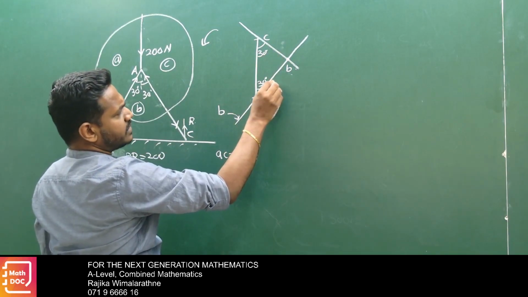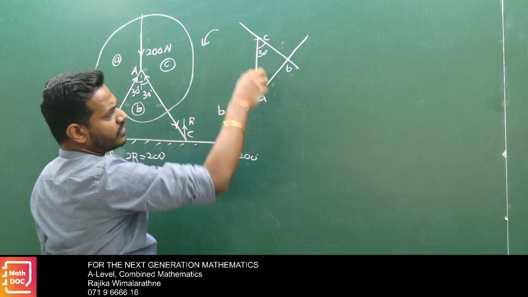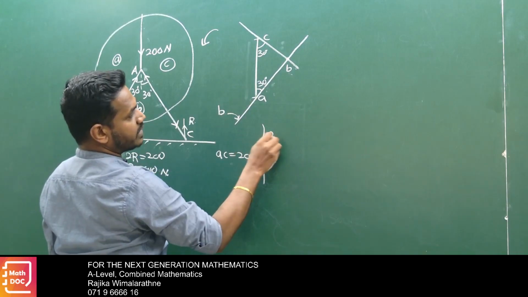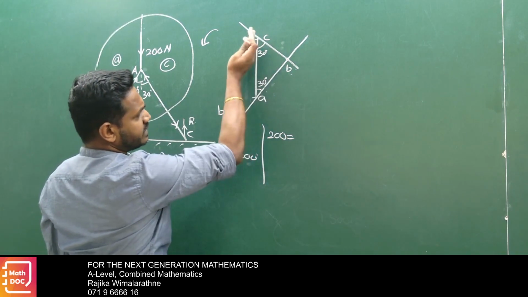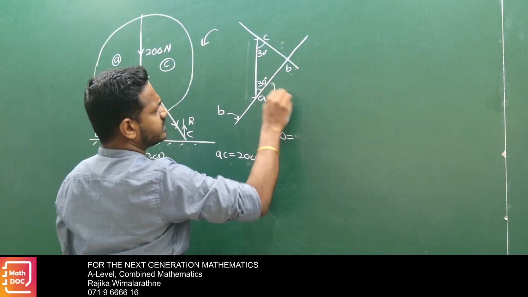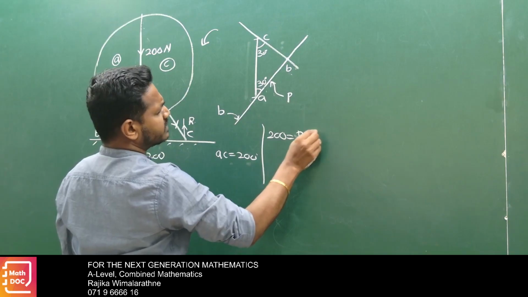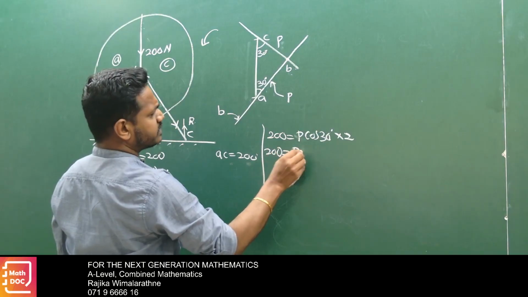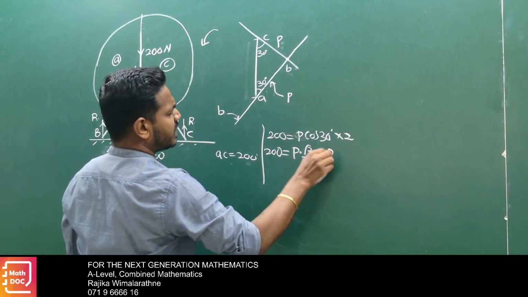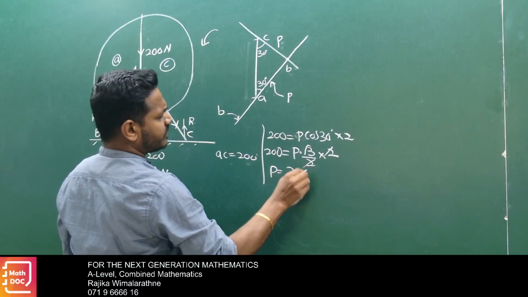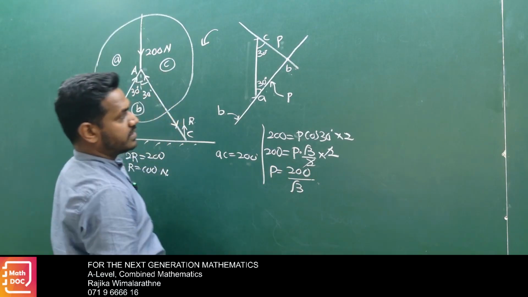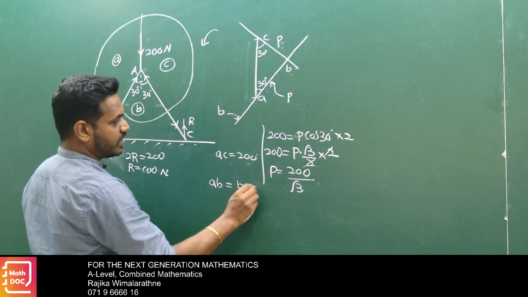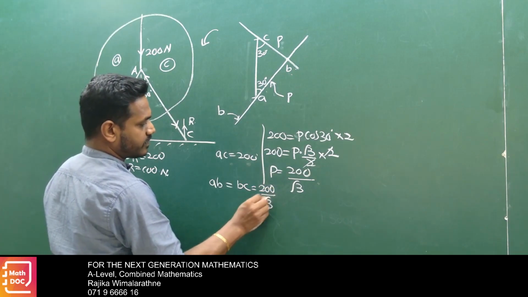Then here you can apply the sine rule, let's say, or you can resolve it. Then AC 200, and AB cos 30, BC cos 30. Take this length P: P cos 30 times 2, no? This is also P. Then 200 equals P cos 30, root 3 over 2, times 2. Then P equals 200 over root 3. That means AB length and BC length equal 200 over root 3.